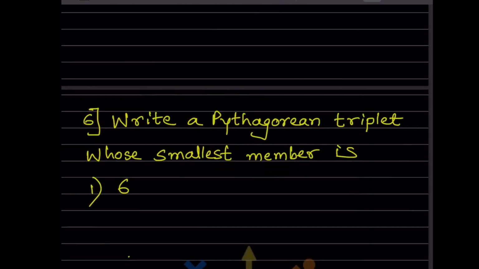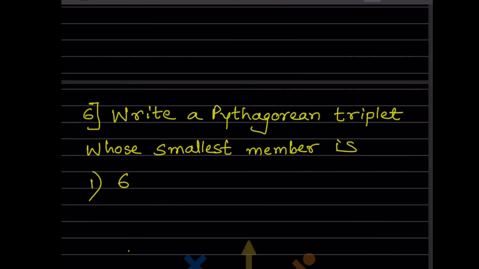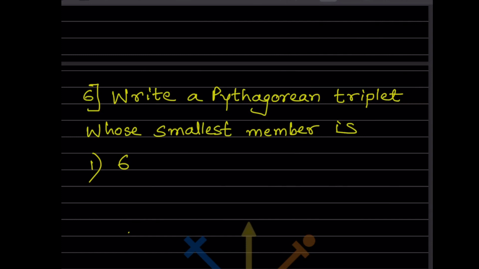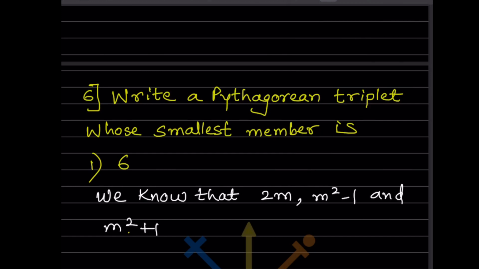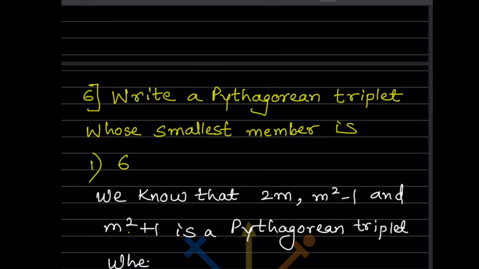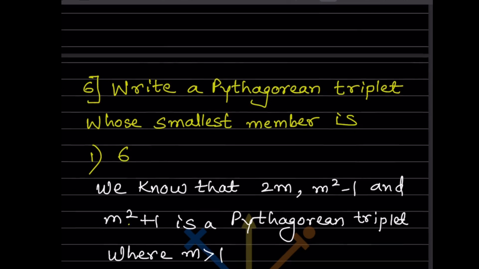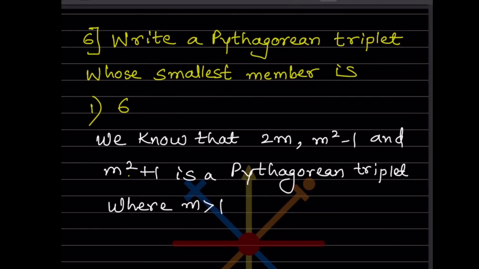So now we'll see the next one. Write a Pythagorean triplet whose smallest number is 6. We have seen this in the properties. For a Pythagorean triplet we have to write the formula: we know that 2m, m square minus 1 and m square plus 1 is a Pythagorean triplet, where m is greater than 1. So this we have to write. Now here it's given as 6.